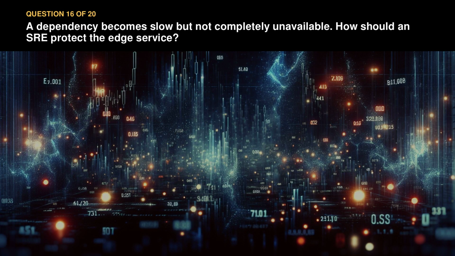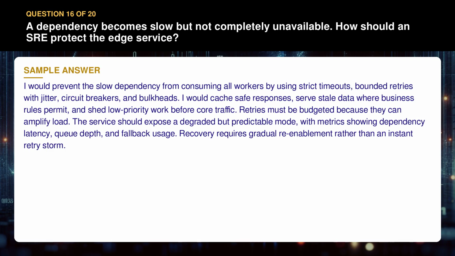Question 16. A dependency becomes slow but not completely unavailable. How should an SRE protect the edge service? I would prevent the slow dependency from consuming all workers by using strict timeouts, bounded retries with jitter, circuit breakers, and bulkheads. I would cache safe responses, serve stale data where business rules permit, and shed low-priority work before core traffic. Retries must be budgeted because they can amplify load.